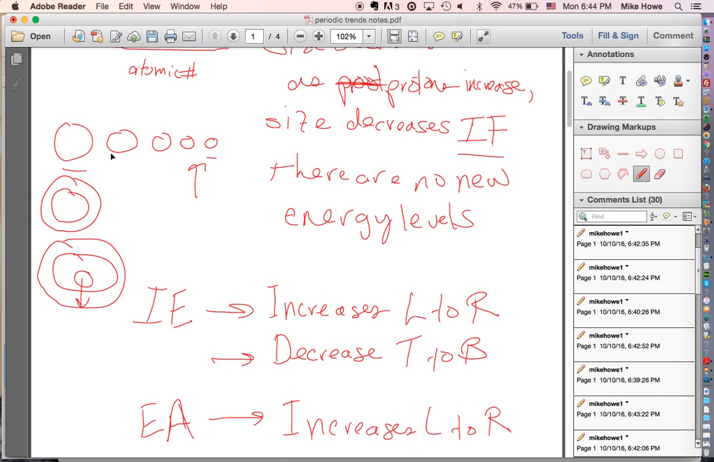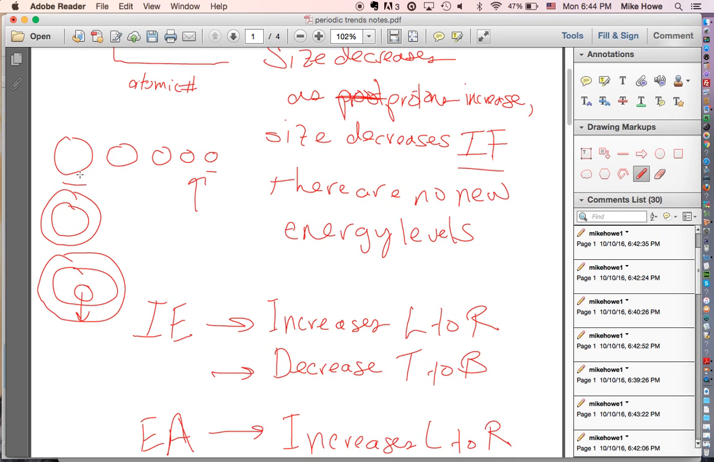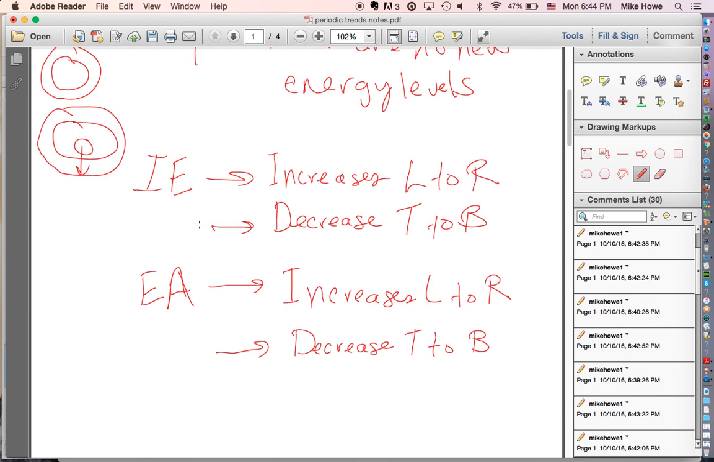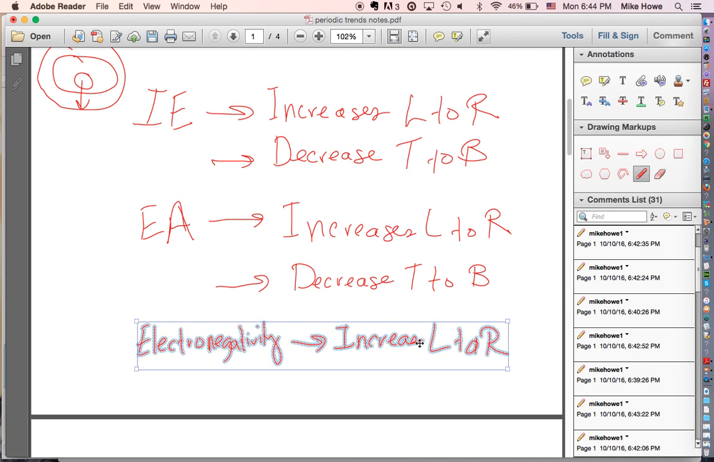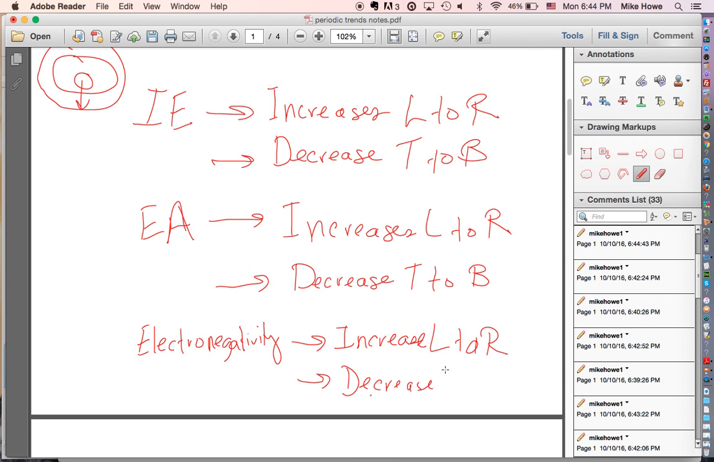Electronegativity. Electronegativity is similar to electron affinity, except that electronegativity is attraction for a pair of electrons. It's going to increase left to right, and it's going to decrease top to bottom. So you may be saying, wait, why do they all have the same trend?